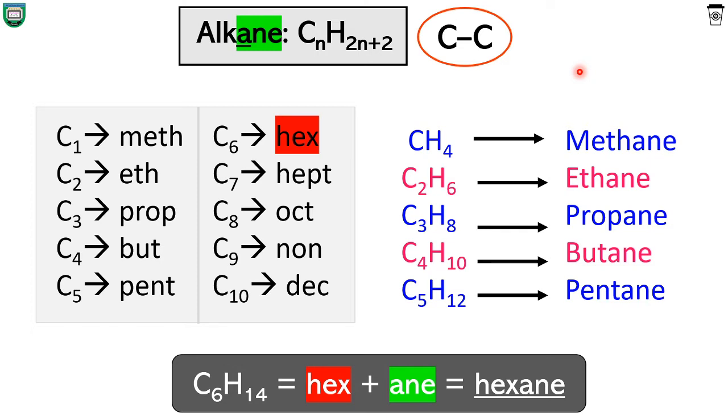Let's look at the alkanes. Alkanes have a general formula of CnH2n+2. Alkanes have C-C single bonds.